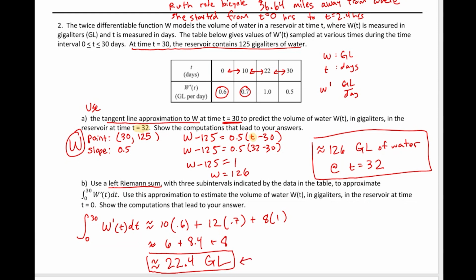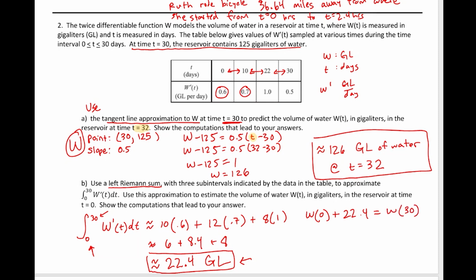or how much water was accumulated. Okay, in other words, how much water did the reservoir gain from t equals 0 to t equals 30? So you have the amount of water at 0 plus the amount that we just gained, 22.4, and that's going to equal how much water was at 30.